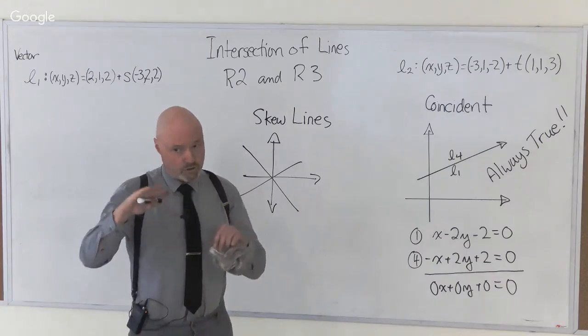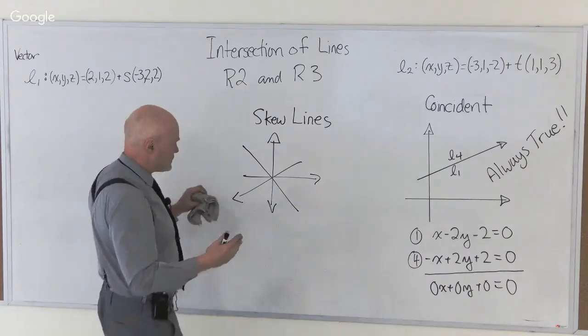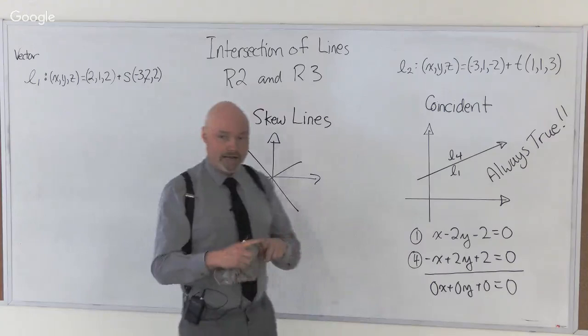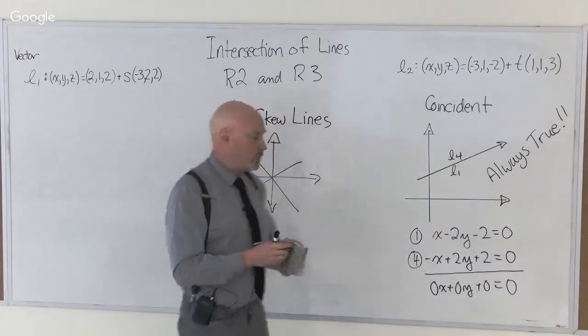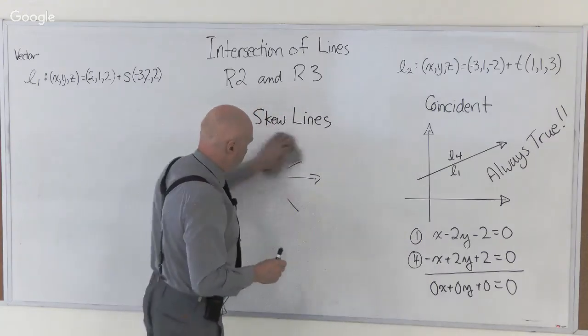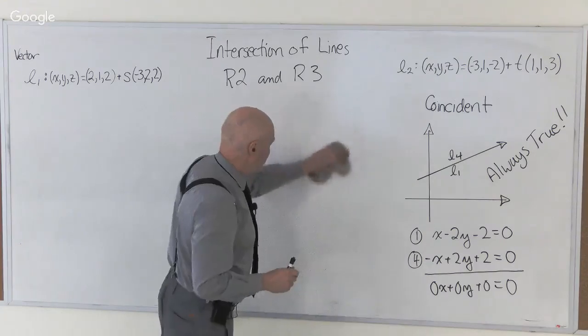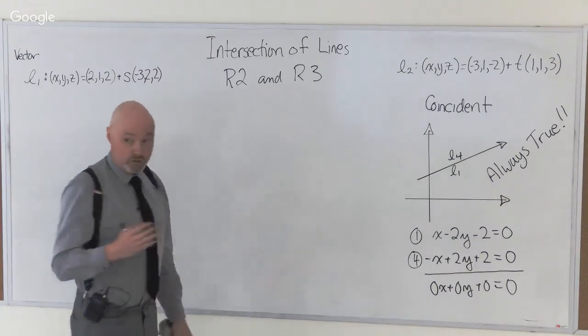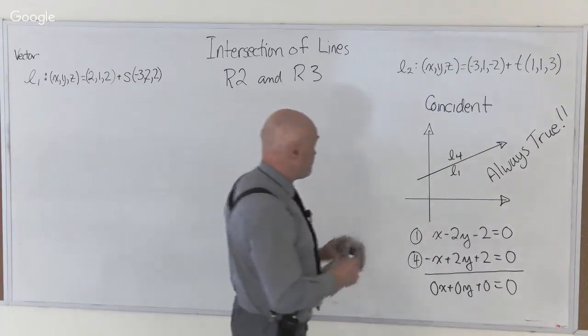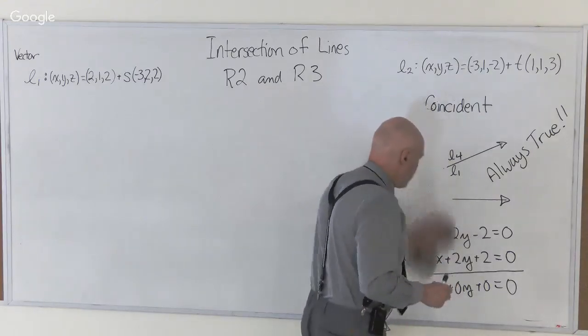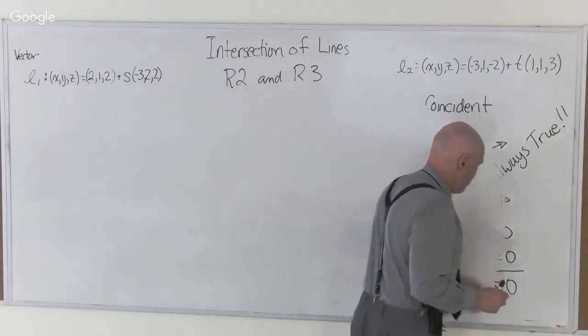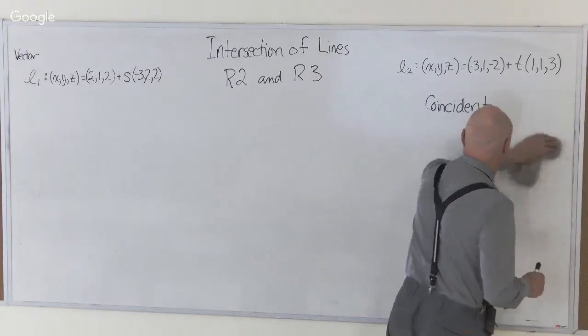From certain perspectives, they might appear to cross, but they never actually occupy exactly the same point. So we will not find any points that are common between skew lines. We need to keep that in mind when we're trying to find points of intersection.